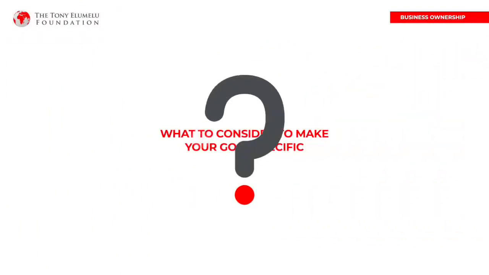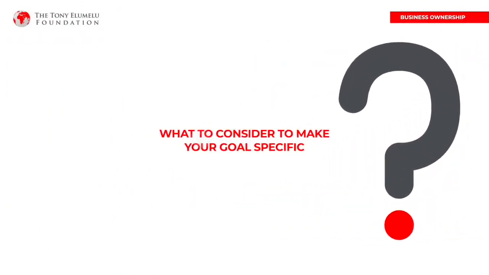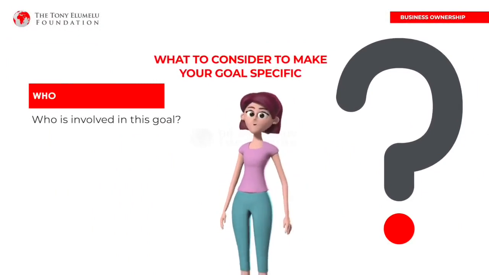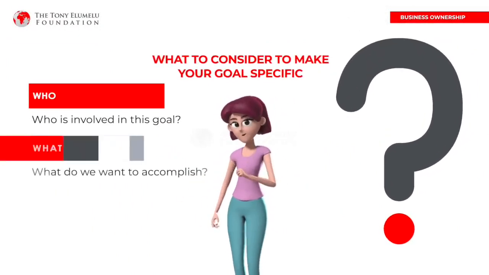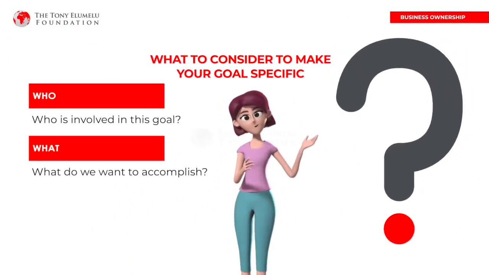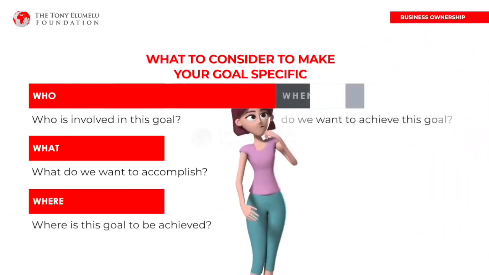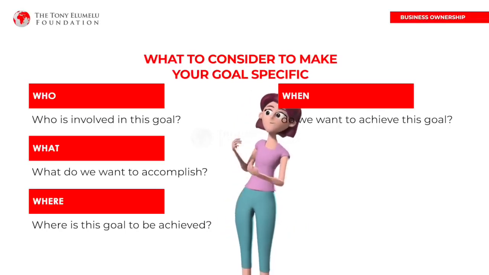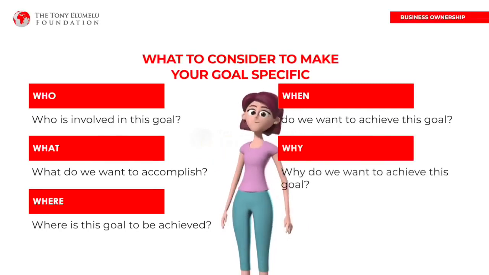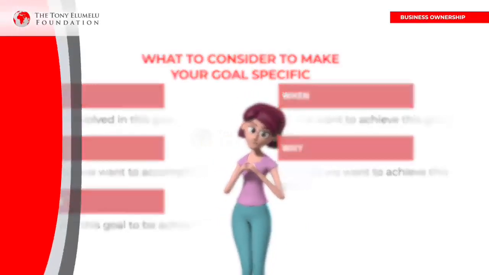A few questions to consider to make your goals specific include: Who is involved in this goal? What do we want to accomplish? Where is the goal to be achieved? When do we want to achieve this goal? Why do we want to achieve this goal?